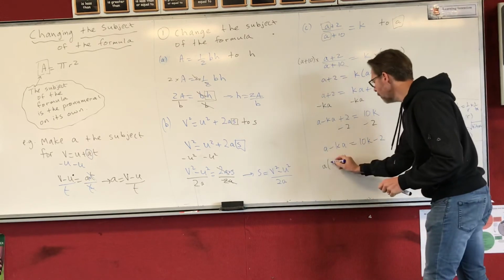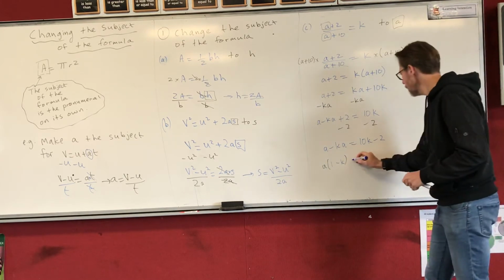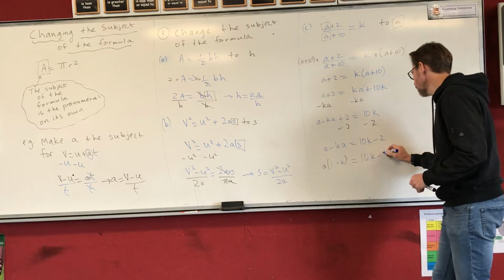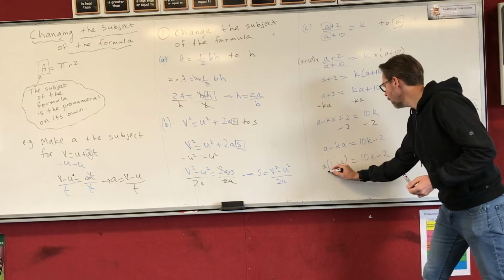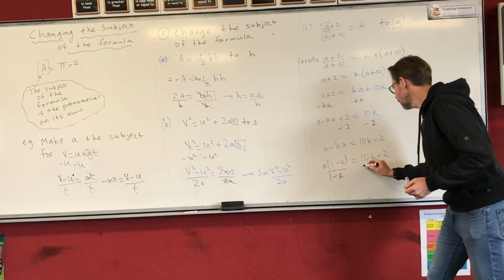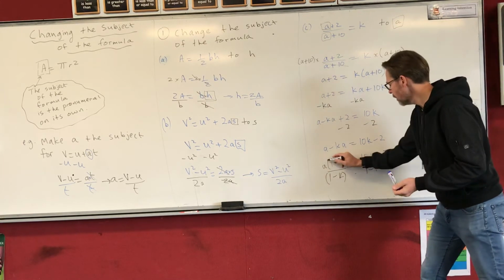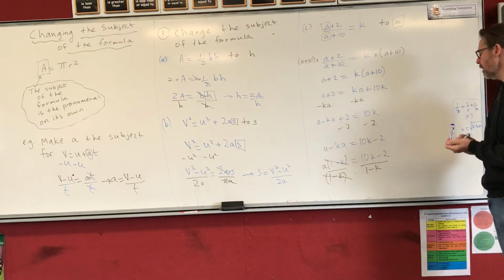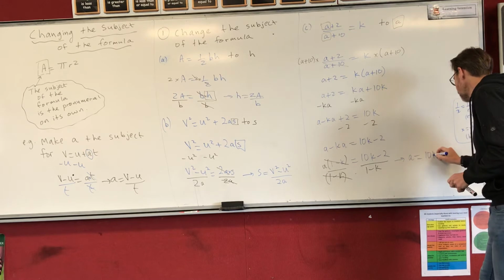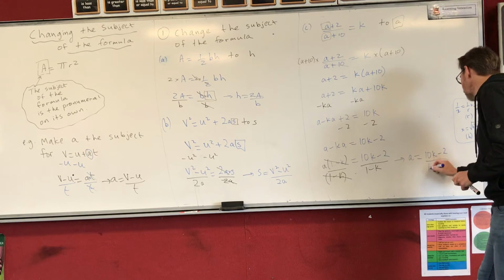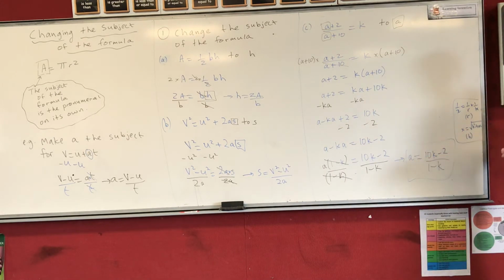Now A times by 1 is A, and A times by minus K is minus Ka. And last of all, I can divide by 1 minus K. Okay? So that allows me to cancel those common factors there. And then I get my answer. A is equal to 10K minus 2 on 1 minus K. So there you go. We've made A the subject of the formula.